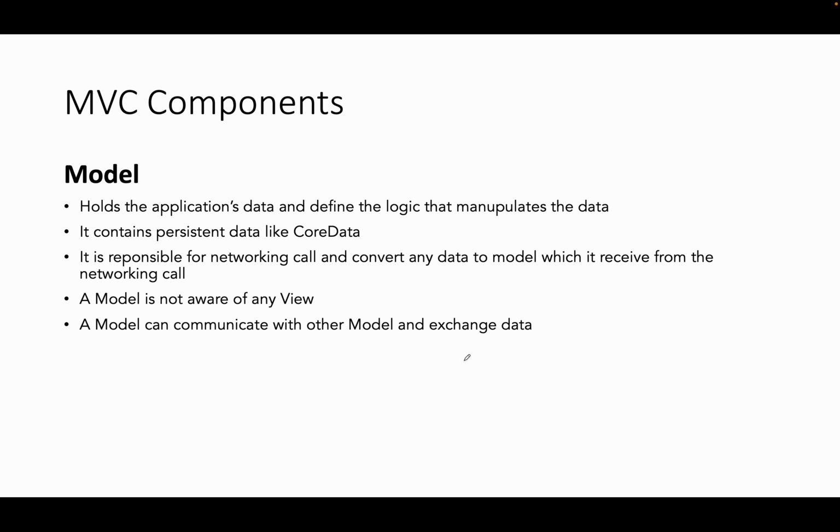And the model is not aware of the view directly. There is no connection between the view and the model. And models can communicate with each other. A model can communicate with other models and exchange data.